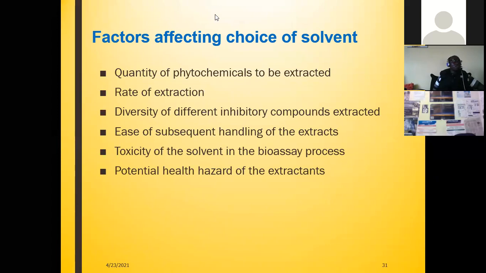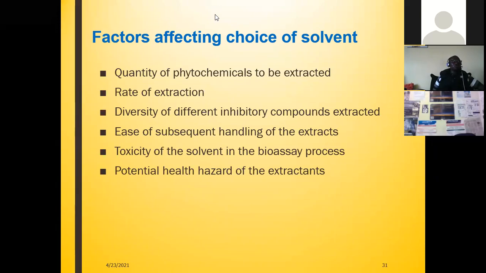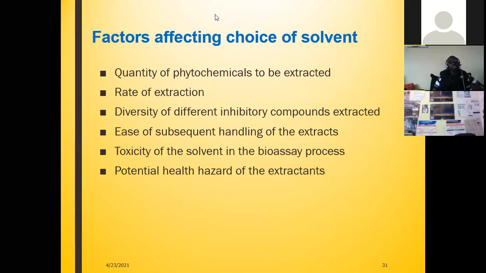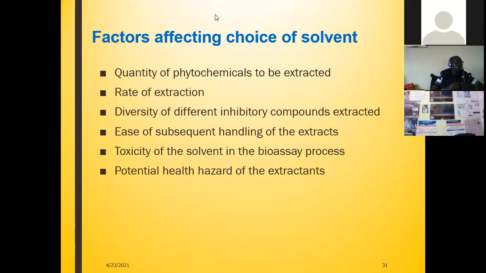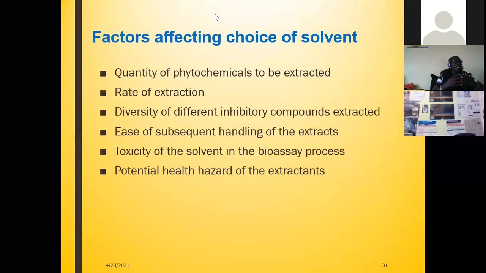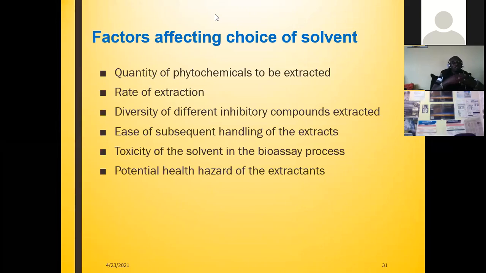Then factors affecting choice of solvents: quantity of phytochemical to be extracted. For phytochemical work, you need a good quantity of the extract, so you have to use the solvent that will give you good quantity. Then also you'll need to choose a solvent, organic or inorganic, that will have a high rate of extraction. It is also important to have a solvent that will give you a diversity of different inhibitory compounds, so you can extract a lot of compounds.